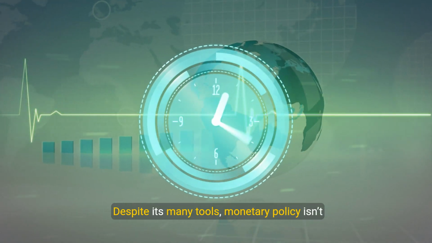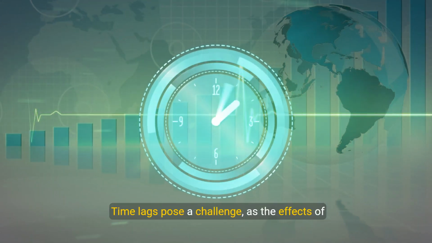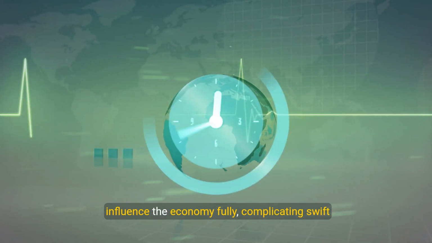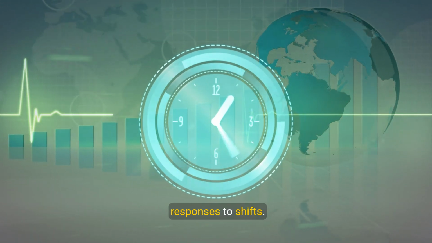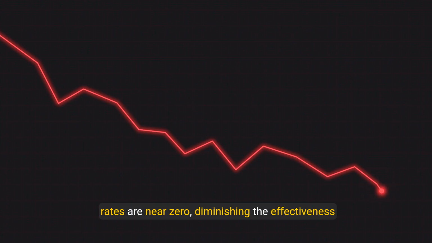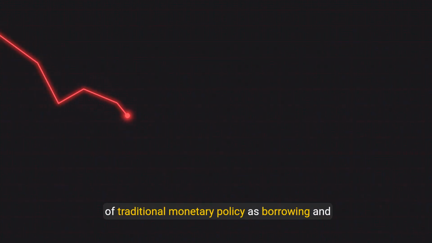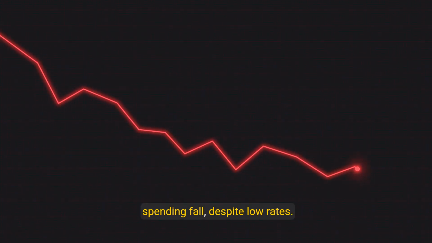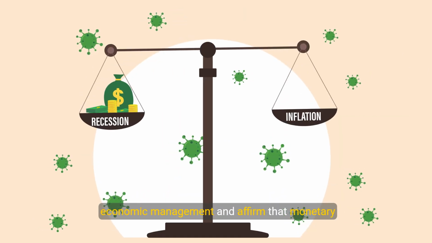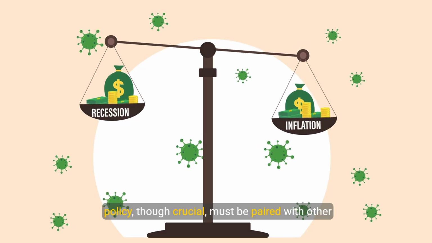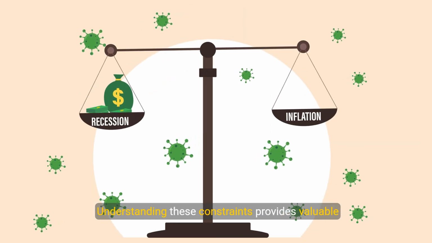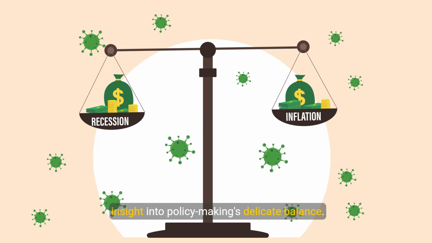Despite its many tools, monetary policy isn't all-encompassing. Time lags pose a challenge, as the effects of policy changes may take months or years to influence the economy fully, complicating swift responses to shifts. Additionally, liquidity traps occur when interest rates are near zero, diminishing the effectiveness of traditional monetary policy as borrowing and spending fall, despite low rates. These limitations highlight the intricate nature of economic management and affirm that monetary policy, though crucial, must be paired with other measures for optimal stability. Understanding these constraints provides valuable insight into policymaking's delicate balance.